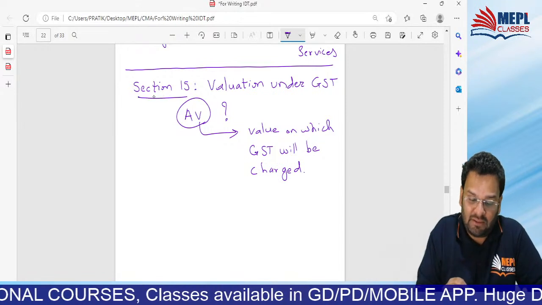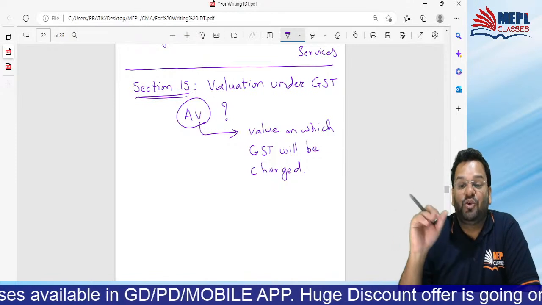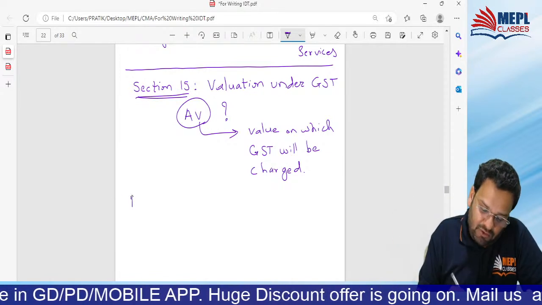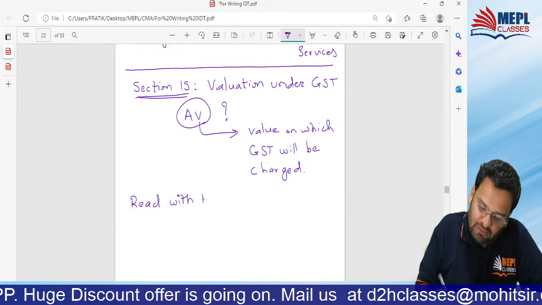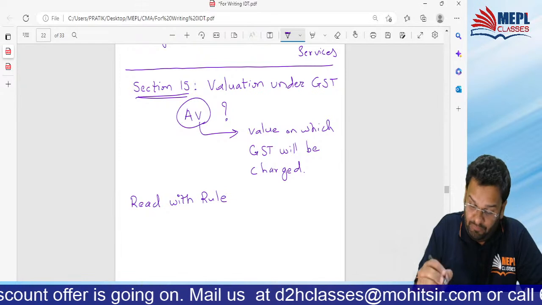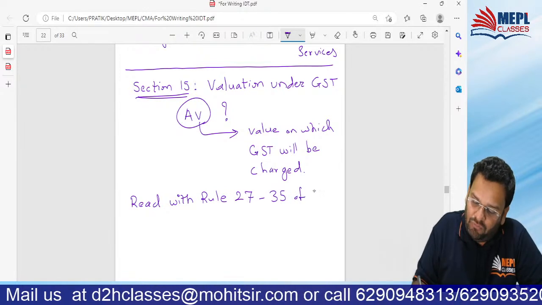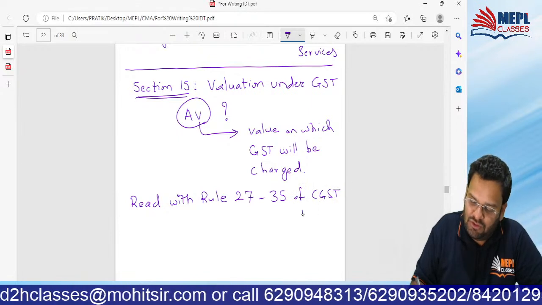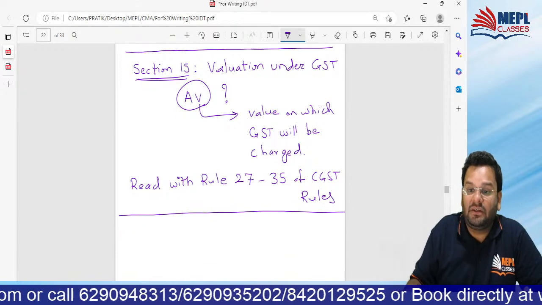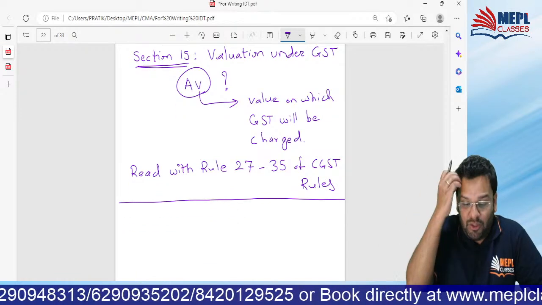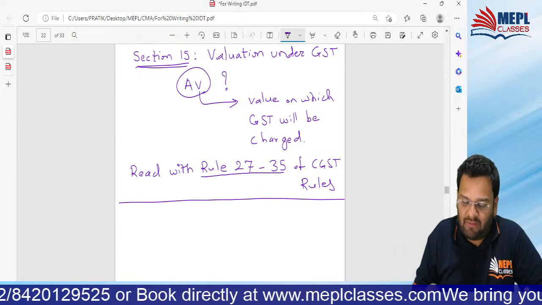You have this in detail. Actually, all sections which I am telling you, you have those in detail. Section 15 will be read with rules 27 to 35 of the CGST Rules. Different issues in valuation are discussed in rules 27 to 35.